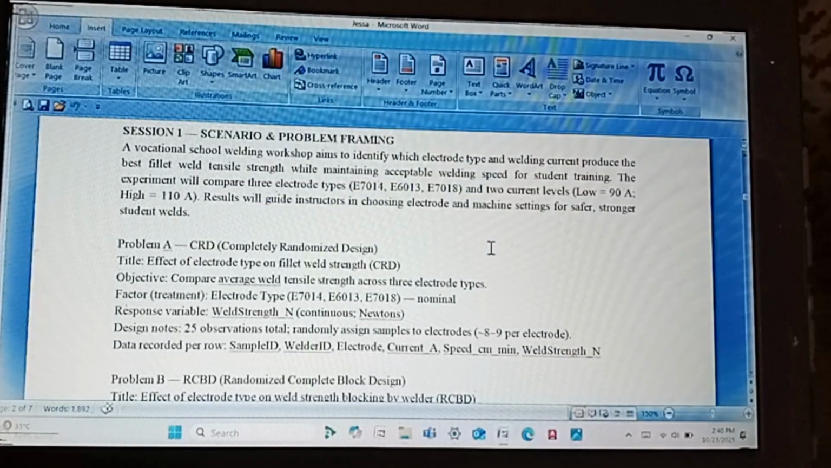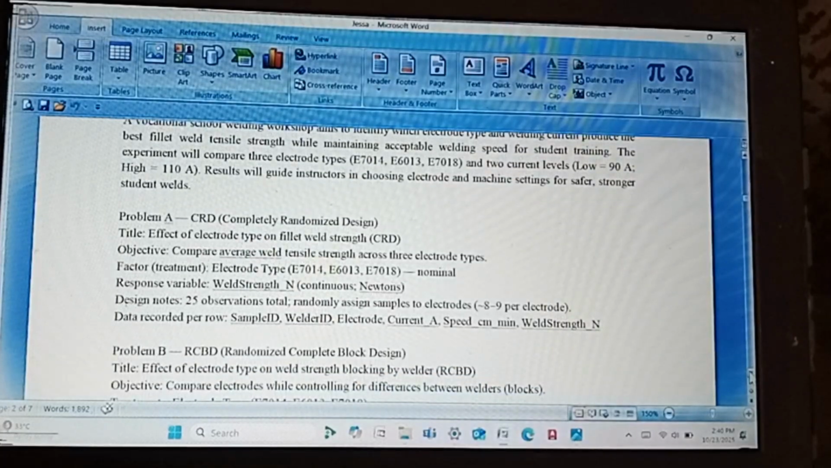Design notes: 25 observations total. Randomly assign samples to electrodes, 8 to 9 per electrode. Data recorded per row: sample ID, welder ID, electrode, current A, speed cm/min, weld strength N.